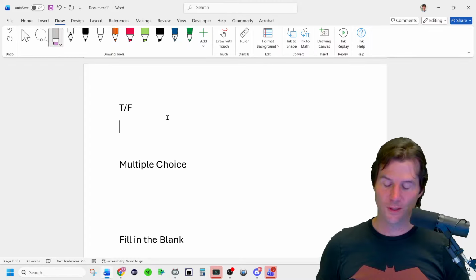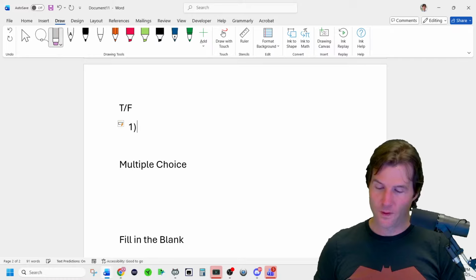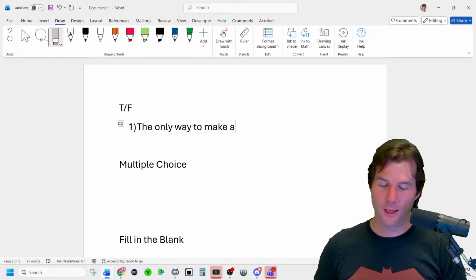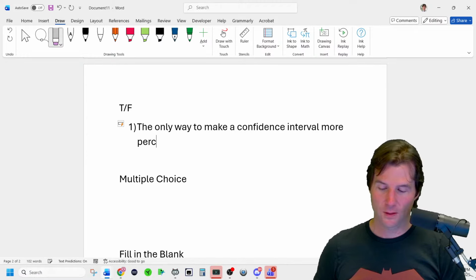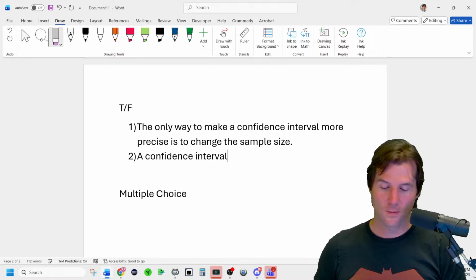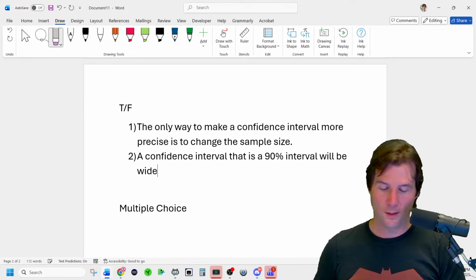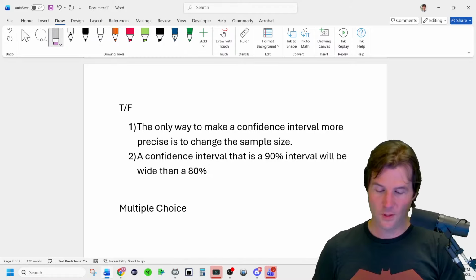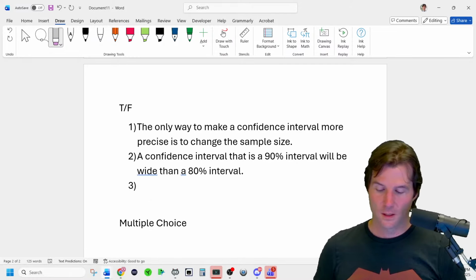But let's do a true, false. The only way to make a confidence interval more precise is to change the sample size. A confidence interval that is a 90% interval will be wider than an 80% interval. Wider.